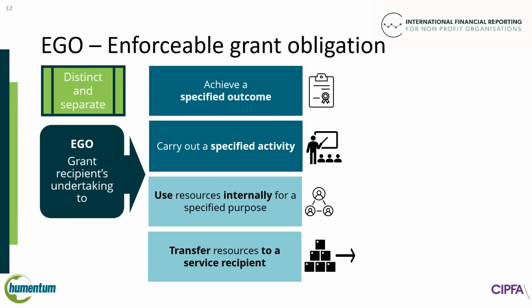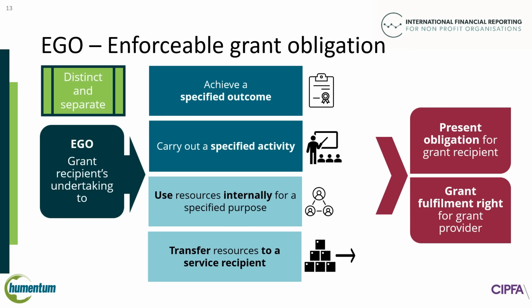An activity or action needs to be distinct and separate from anything else that an NPO is doing, so that both parties can assess whether the activity or action has been completed. In INPAG, an EGO is defined as a grant recipient's undertaking, in an enforceable grant arrangement, to achieve a specified outcome or carry out a specified activity, use distinct resources internally, such as services, goods, cash, or other assets, for a specified purpose, or transfer distinct resources, such as services, goods, cash, or other assets, to a service recipient.